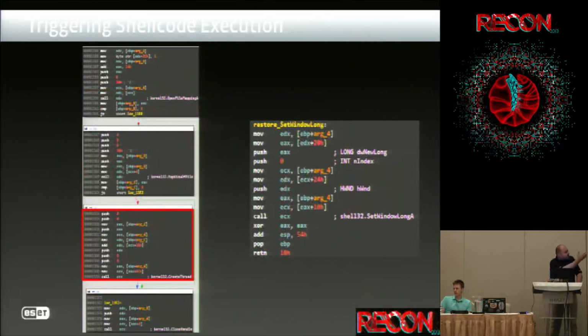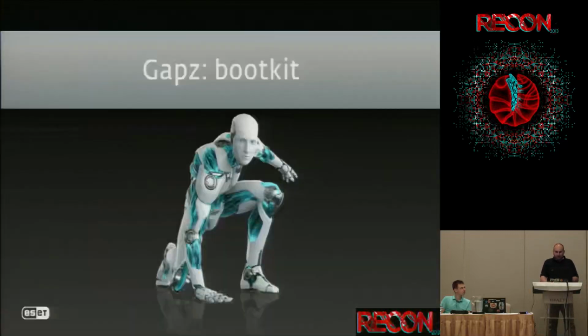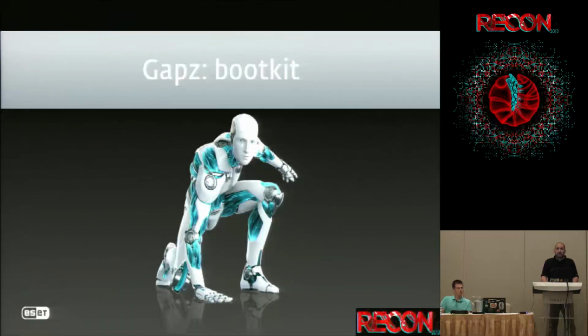On the right side, the figure describes restoring SetWindowLong to its original state after the shellcode is executed. Let's fix it. And we continue our talk with details about the bootkit. Eugene.